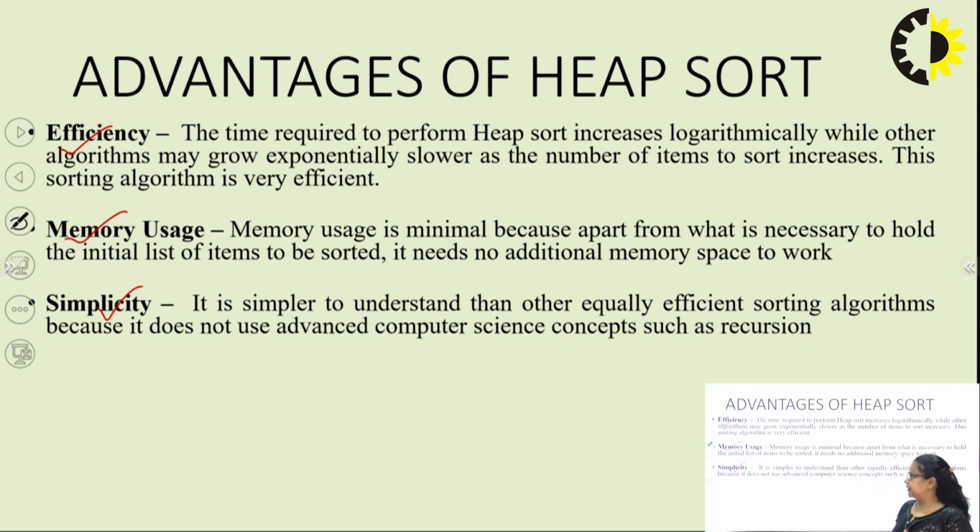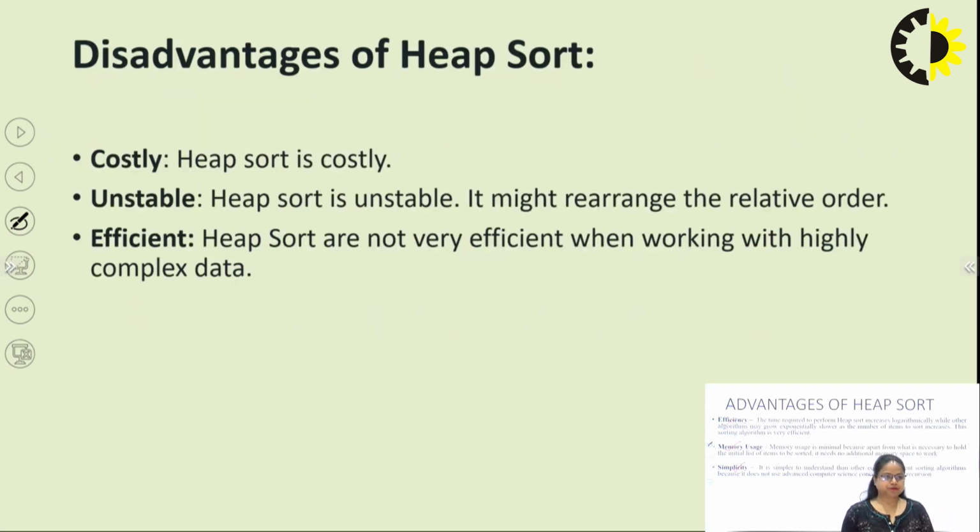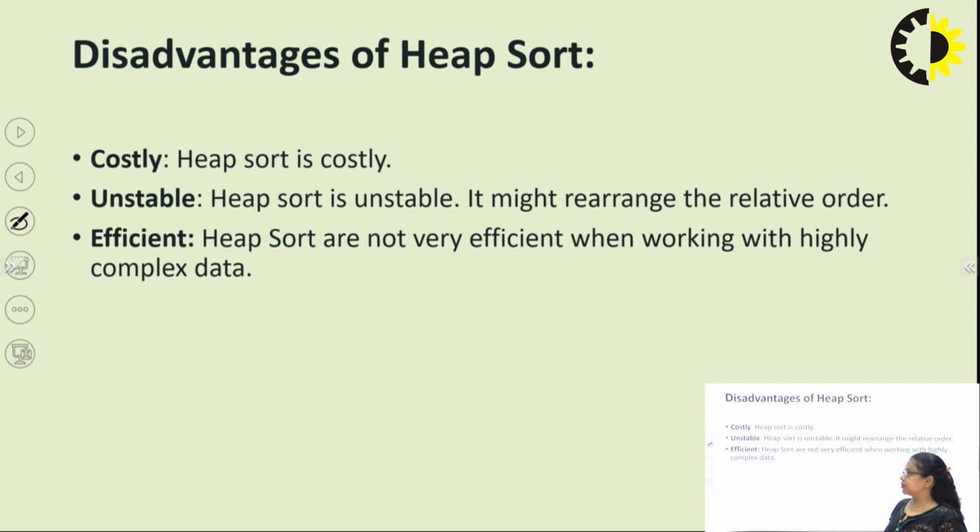The next is simplicity. Simplicity because it is simpler to understand than the rest of the algorithms, because it does not use any advanced computer science concepts like recursion or tail recursion. It is based on the tree concept only, on the basis of a complete binary tree only. But there are certain disadvantages of using the heap sort also. The first thing is heap sort is very costly because it is a very time consuming process, and whenever we apply it, it is costly. The next is unstable. Why is it unstable? It might rearrange the relative order also. So that is why we can say it is unstable.